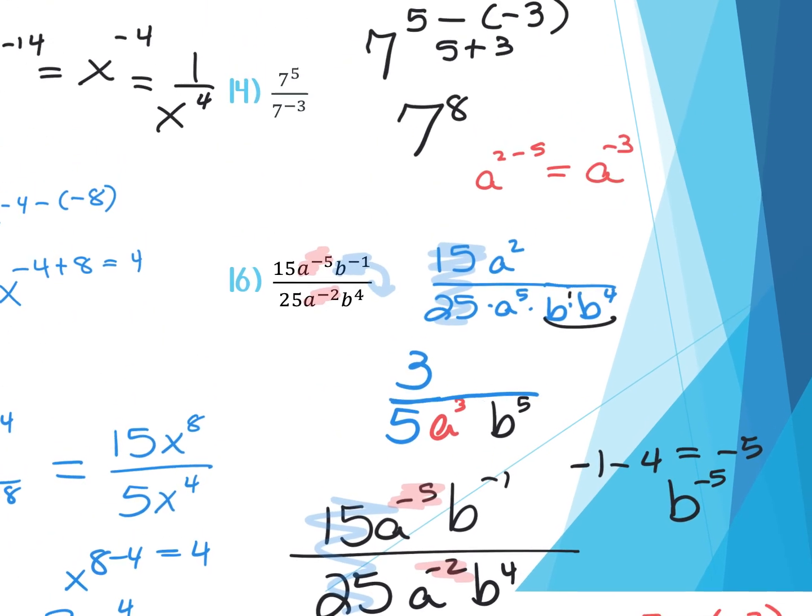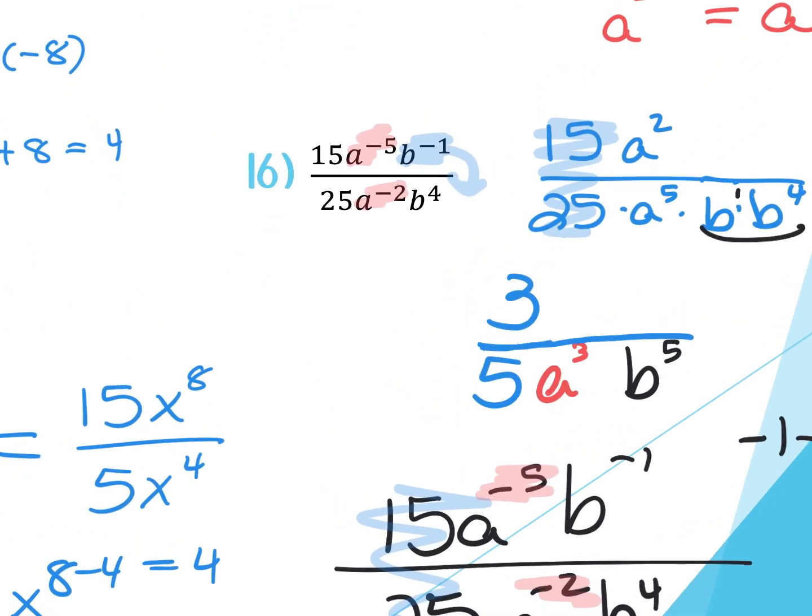Okay, so what I did on the first method, I switched to make a to the negative 2 positive, it goes to the top, and a to the negative 5 to make that negative 5 positive, it goes to the bottom. So what I did initially first is I took all the negative exponents and I moved them and made them positive. So what I had to move was the a to the negative 5 to the bottom, b to the negative 1 to the bottom, and then a to the negative 2 to the top. The b to the fourth was positive, so I left it alone.